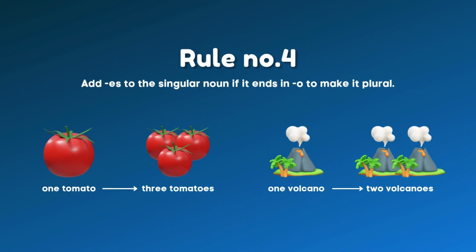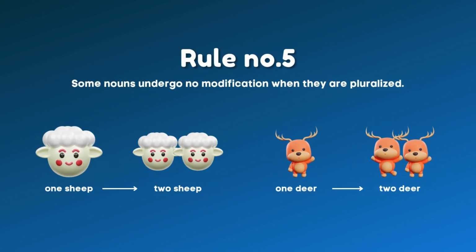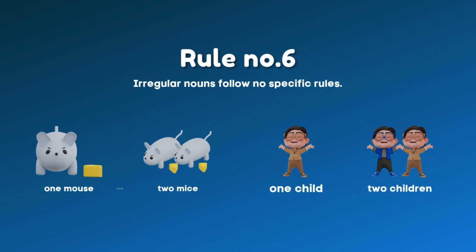Rule 4. Add es to the singular noun if it ends in o to make it plural. For example, volcano ends in o, becomes volcanoes, and tomato becomes tomatoes. Rule 5. Some nouns undergo no modification when they are plural. For example, sheep, deer, aircraft, etc.